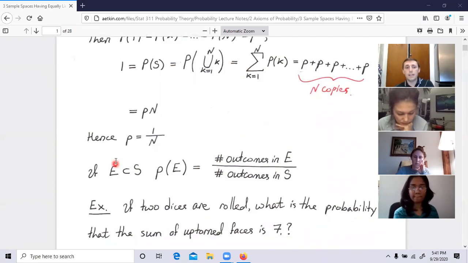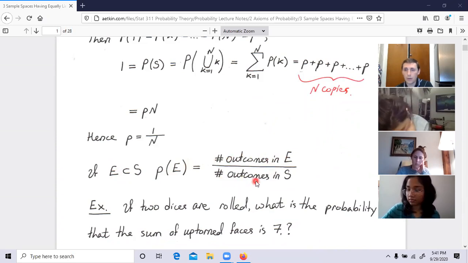So that means that the probability that E happens is just the number of outcomes in E divided by the number of outcomes in S, assuming, of course, that S is a discrete universe.